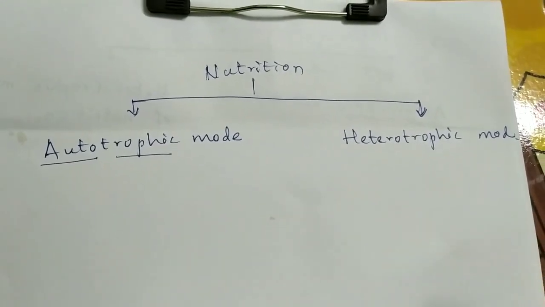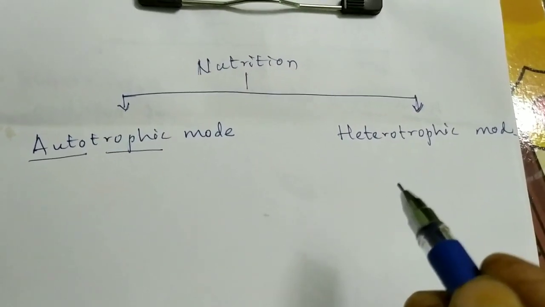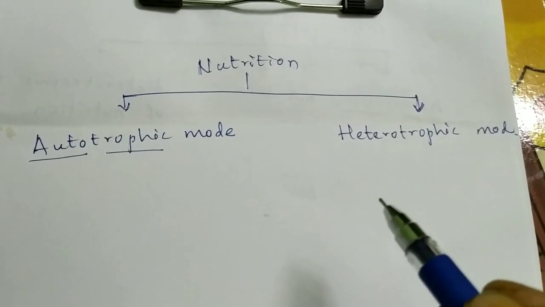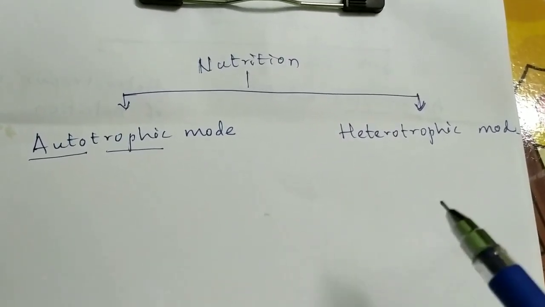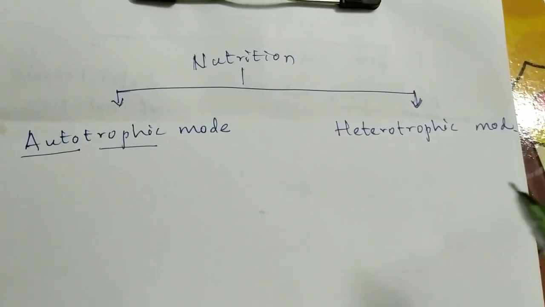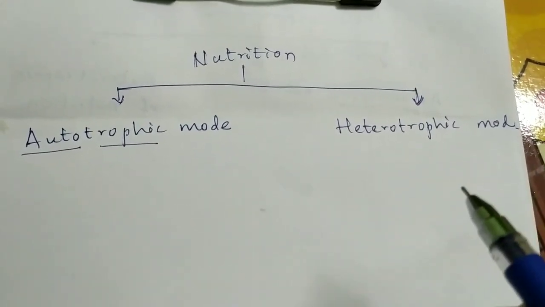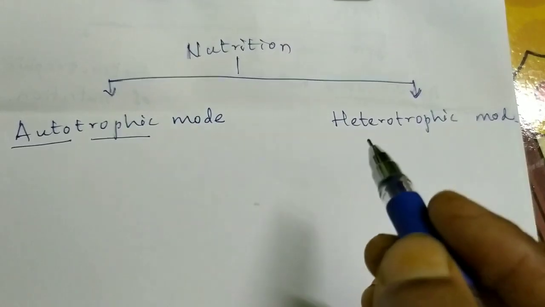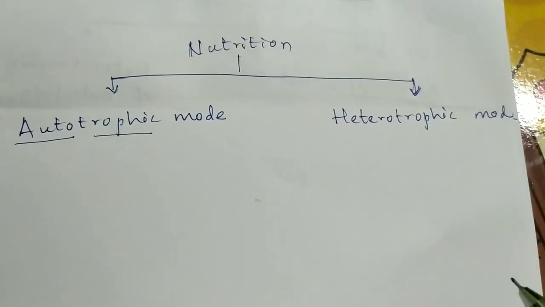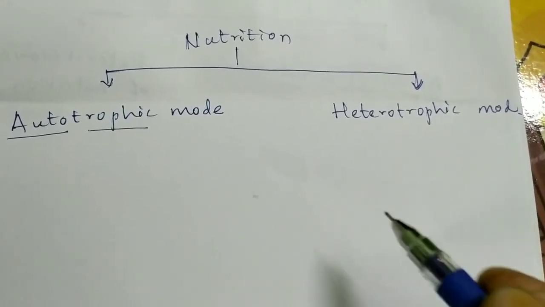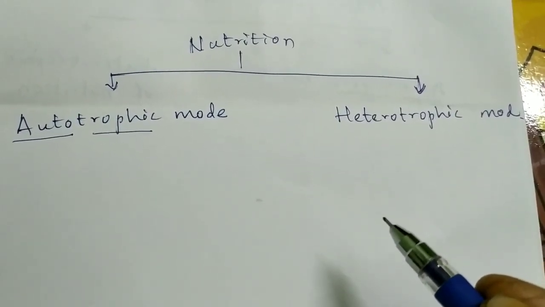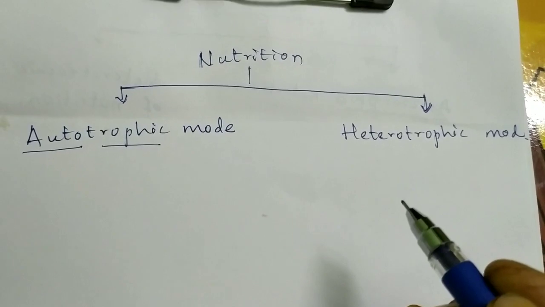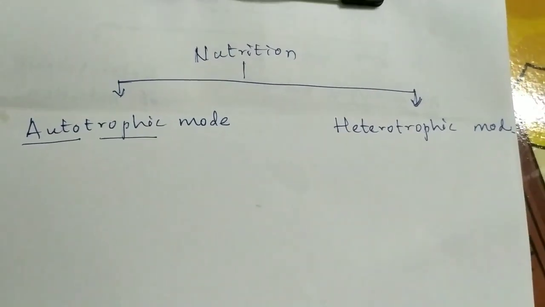Heterotrophic mode of nutrition is a type of nutrition where the organisms derive their food from different sources of food. They are dependent on other sources for their food. Such a mode of nutrition is called the heterotrophic mode of nutrition. For example, animals, fungi and bacteria are the best examples for the heterotrophic mode of nutrition.